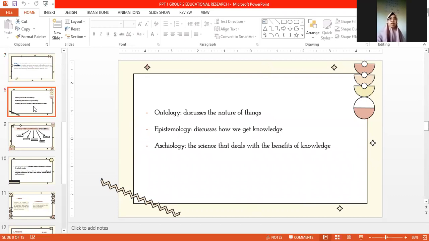It's the function of the knowledge. So if you have knowledge, what is the function of the knowledge? It's about axiology. So we can know that ontology discusses the nature of things, epistemology discusses how we get knowledge, and axiology is the science that deals with the benefits of knowledge. I think that's all from me. Back to the moderator.